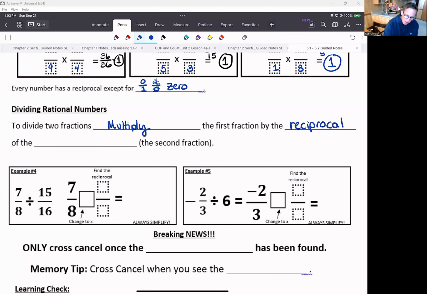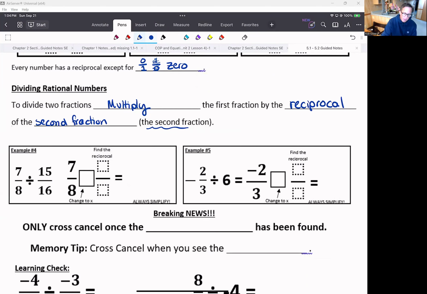You're going to multiply the first fraction by the reciprocal of the second fraction. I mean, I put that in there, so it's a little redundant, but I'm going to write it in there anyway. I think that's what I meant to put in there by the second fraction. Oh, I know what that was supposed to be. That was supposed to be the divisor. The number that you're dividing by is called the divisor. Anyhow, that's what it is.